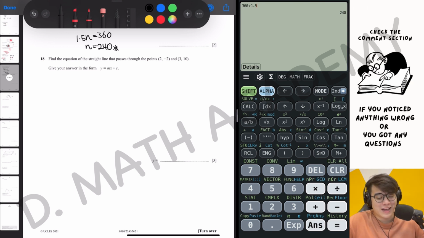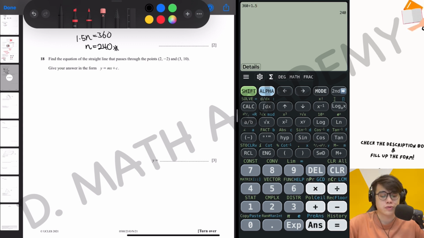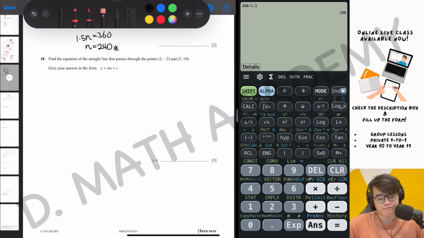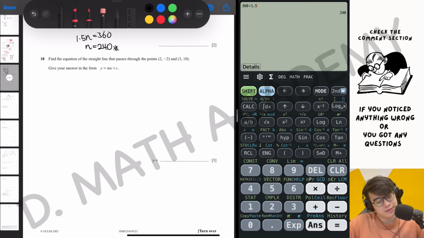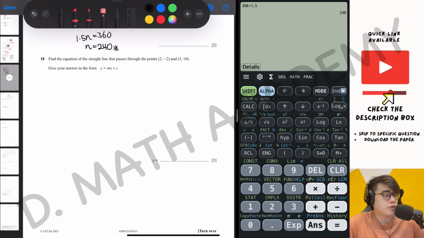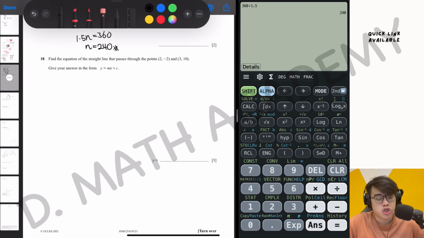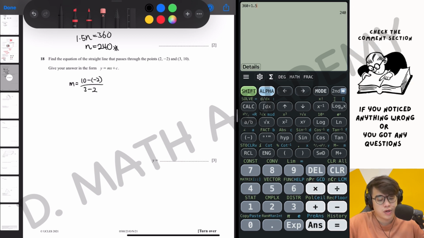Okay, moving on to question 18. Find the equation of the straight line that passes through the points (2, -2) and (3, 10). Give your answer in the form y equals mx plus c. So for this question, just the basic one, we will be doing our gradient formula first. So 10 minus -2 over 3 minus 2. Through this, you get 12 as your gradient.